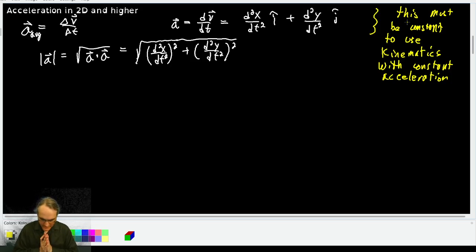All right, that's about it for acceleration in 2D and higher. It's a nice short little section. If you have any questions, contact me with them, or we'll be talking about this hopefully during class.